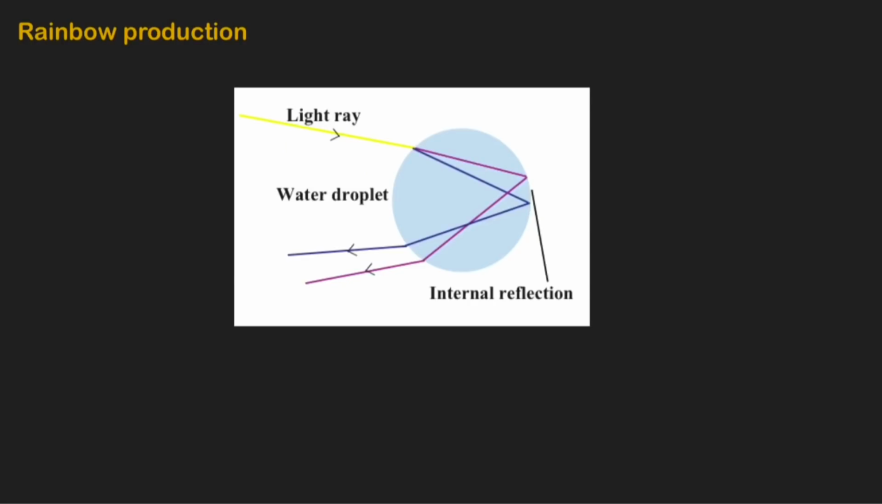And the last point from that topic is rainbow production. A rainbow is the combination of all the effects, a natural process. It is the combined effect of dispersion, refraction and total internal reflection. You can observe all these three in this rainbow.